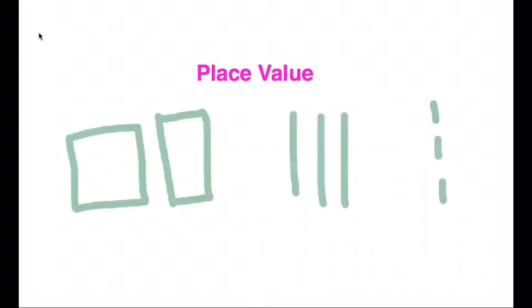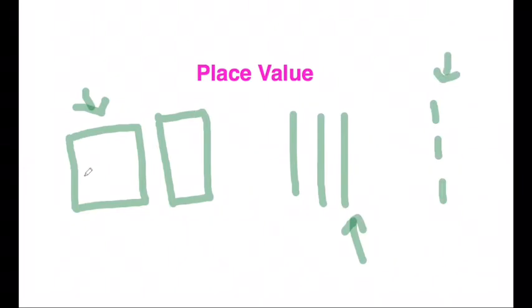So today we're going to be learning about place value. When we look at place value, we look at it for this concept with hundreds, tens, and ones. So these big blocks are hundreds, these lines are tens, and these dots are ones.